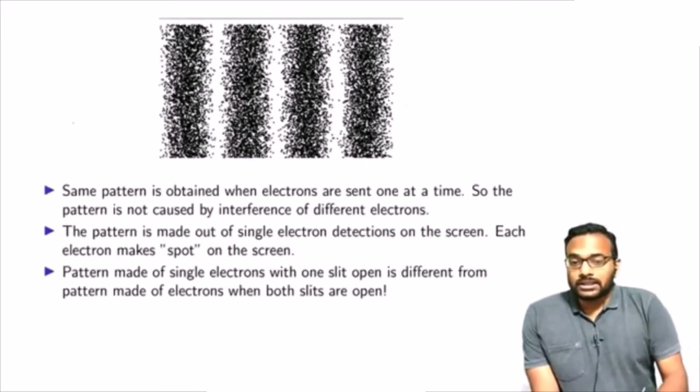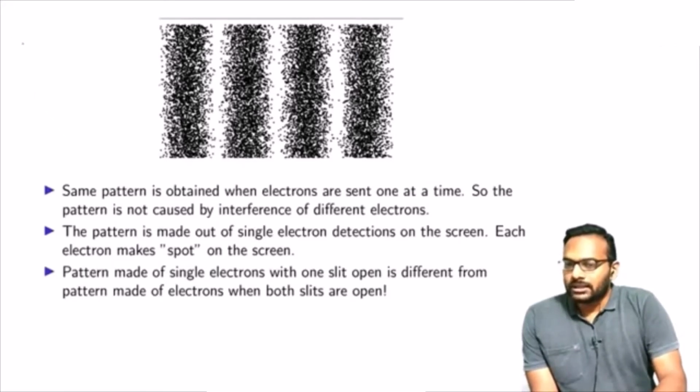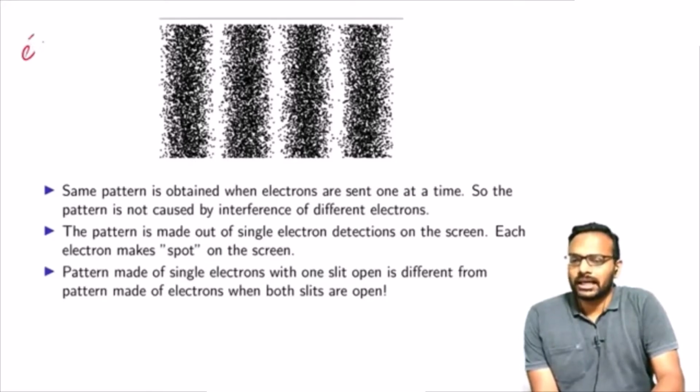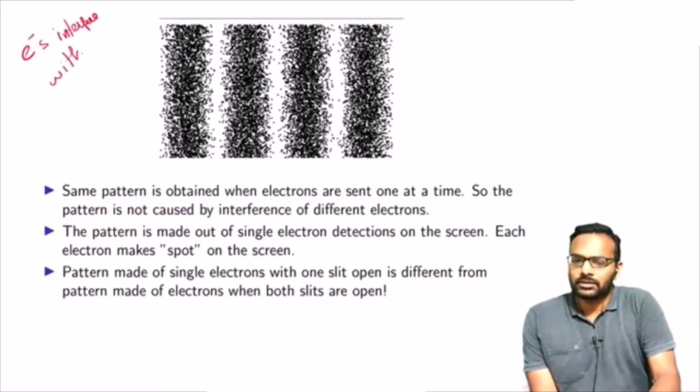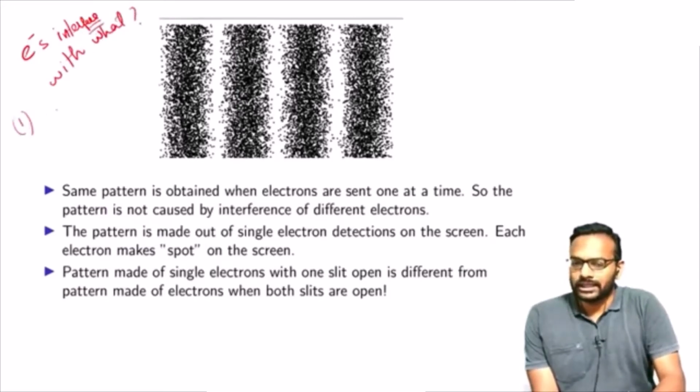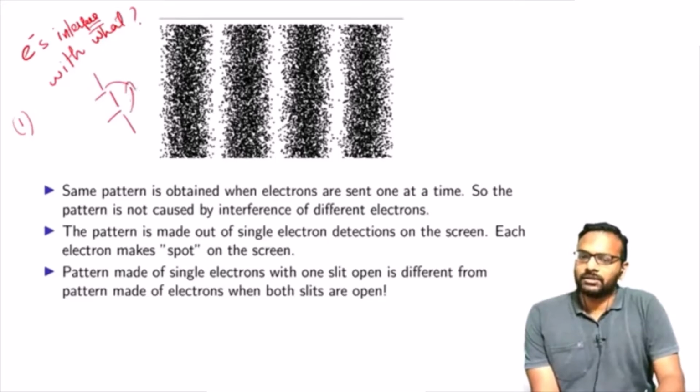All right. Now, what's the first explanation that comes to your mind? You see that there is interference. Let's just make a hypothesis: electrons interfere. But with what? What does the electron interfere with? The first thing that comes to your mind is, maybe there are electrons which pass through slit 1, and electrons which pass through slit 2, and maybe these electrons interfere with each other. We can think of that hypothesis.